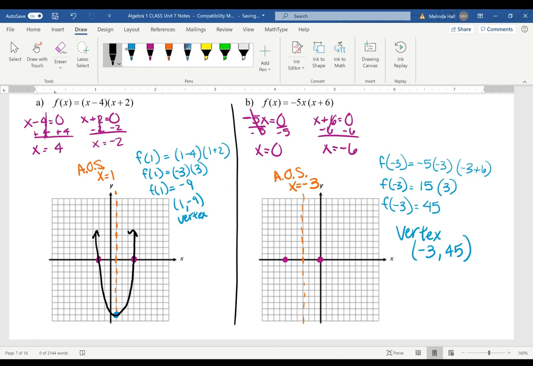So what I usually do in these cases, especially because it's so far out, is just kind of estimate. And then what I'll sometimes do is just mark it and label it. So since that's my vertex, that's at (negative 3, 45). Okay, I know that's not the prettiest, and I'm sorry, but you get the idea, okay?